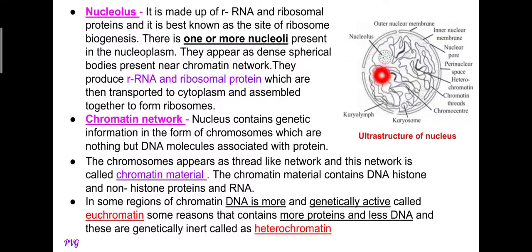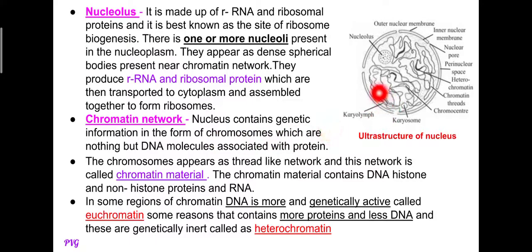One or more nucleoli are present in the cell. Then nucleoplasm. The cytoplasm inside the nucleus is called nucleoplasm. They appear as dense spherical bodies present near the chromatin network. The nucleolus is seen near the chromatin network. They produce rRNA, ribosomal RNA, and ribosomal proteins which are then transported to the cytoplasm and assembled together to form ribosomes. So in this way it has an important role in ribosome formation.